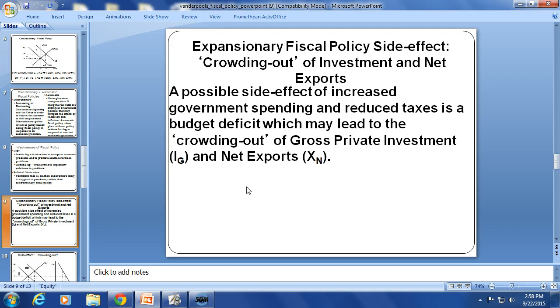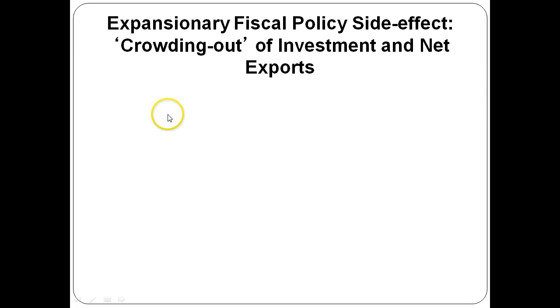Now for this next video we're going to be talking about some fiscal policy side effects: crowding out of investment and net exports, and crowding in of investment and net exports. So let's go ahead and get started with that. We're going to start off with crowding out.